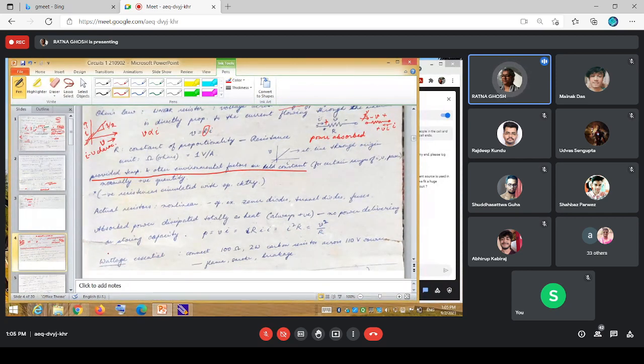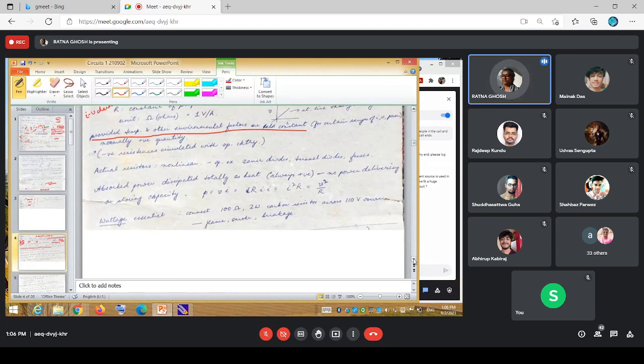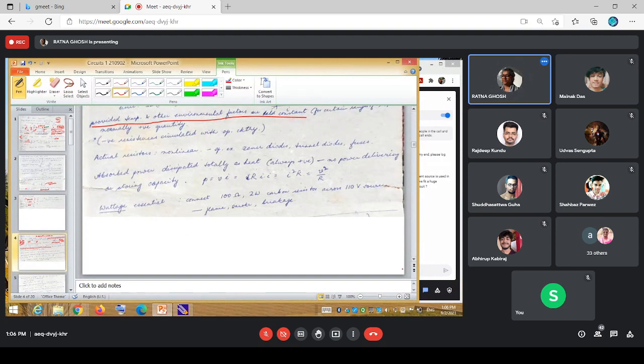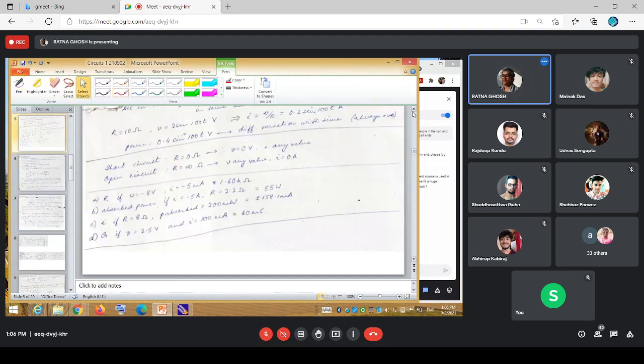As I was mentioning, that wattage is essential. So this is a 100 ohms 2 watt carbon resistor across a 110 volt source. If you connect that, V square by R, if you calculate, exceeds this value, so naturally you will have a burnout. Okay, now coming on to the next part of it.